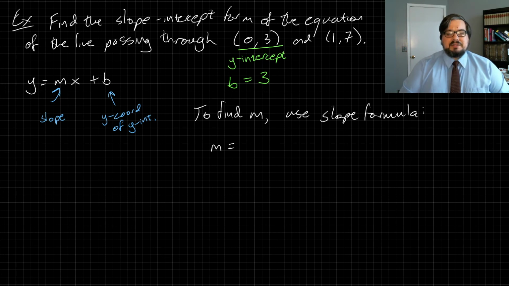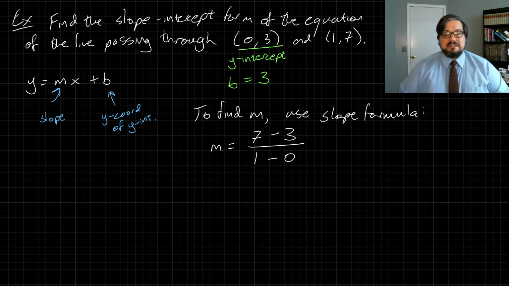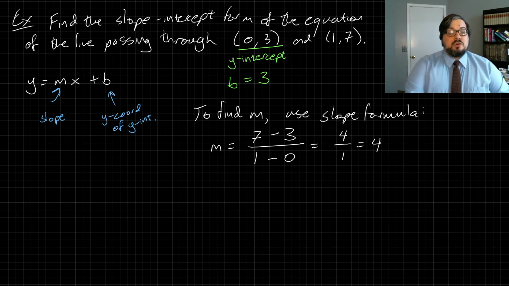And write m is equal to, and now we have to take the difference of the y values on top divided by the difference in the x values. So the y values are as follows. We get 7 minus 3, and then the corresponding x values are 1 minus 0. So we get m is equal to 7 minus 3 over 1 minus 0, which is 4 over 1, which is 4. So this tells us that the slope of this line is 4.